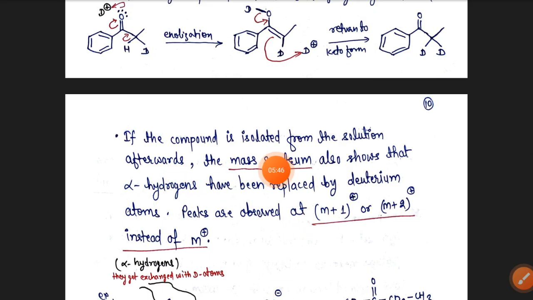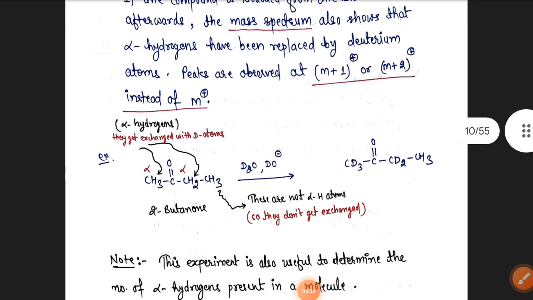If the compound is isolated from the solution afterwards, the mass spectrum also shows that the alpha hydrogens have been replaced by deuterium atoms, and peaks are observed at M+1 and M+2 instead of M+. Okay, so this is the mass spectrum. You have to know the basics of NMR spectrum and mass spectrum.